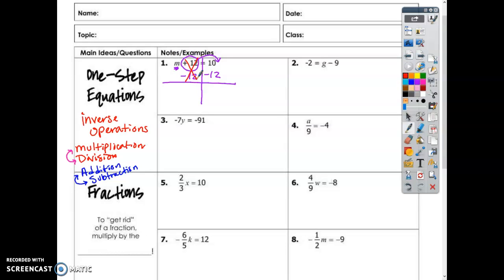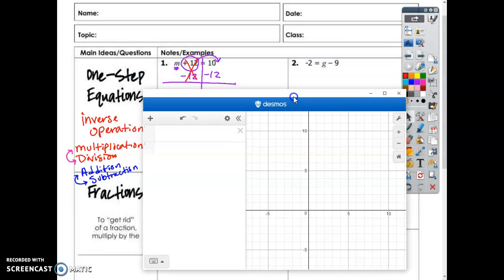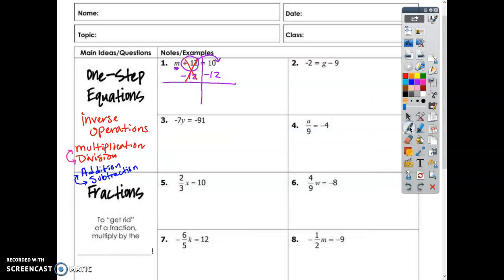So in Desmos, you are going to type 10 minus 12. Go ahead, type it. The answer is negative 2. So right here, this m stays here. M equals negative 2. Okay?